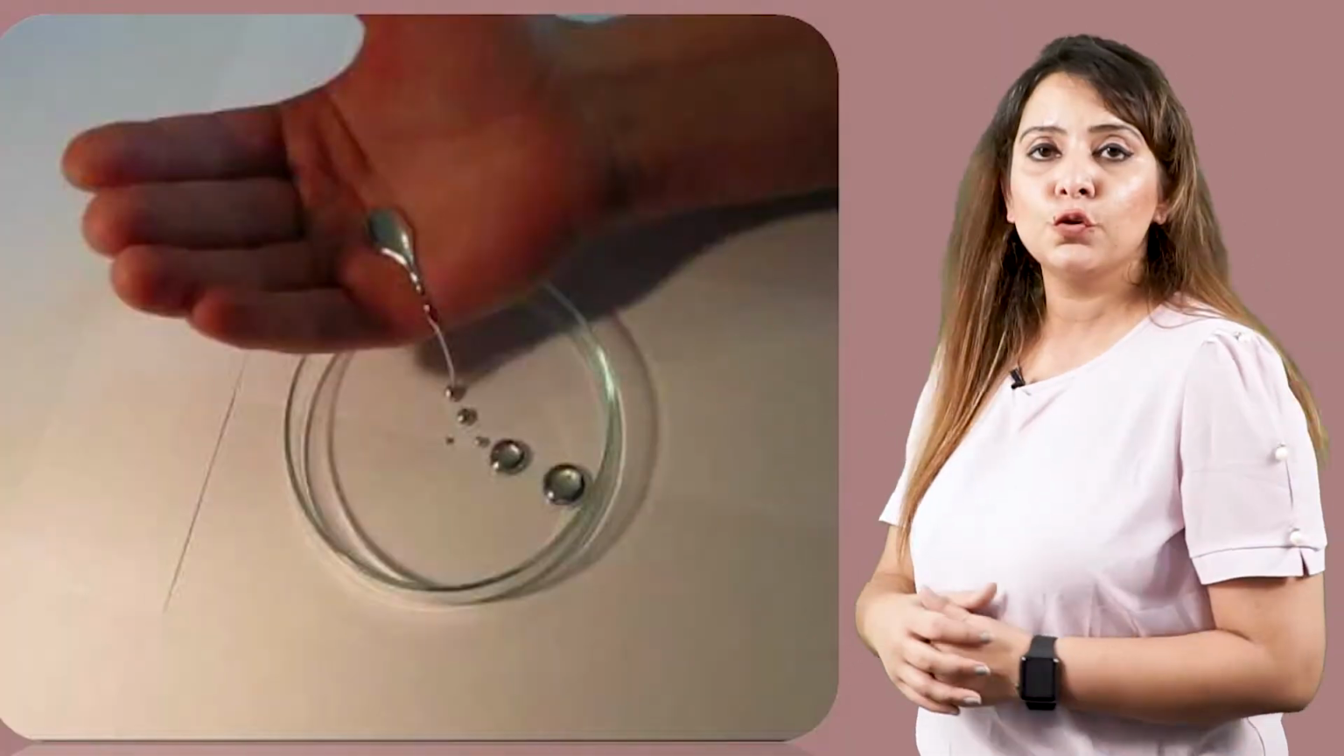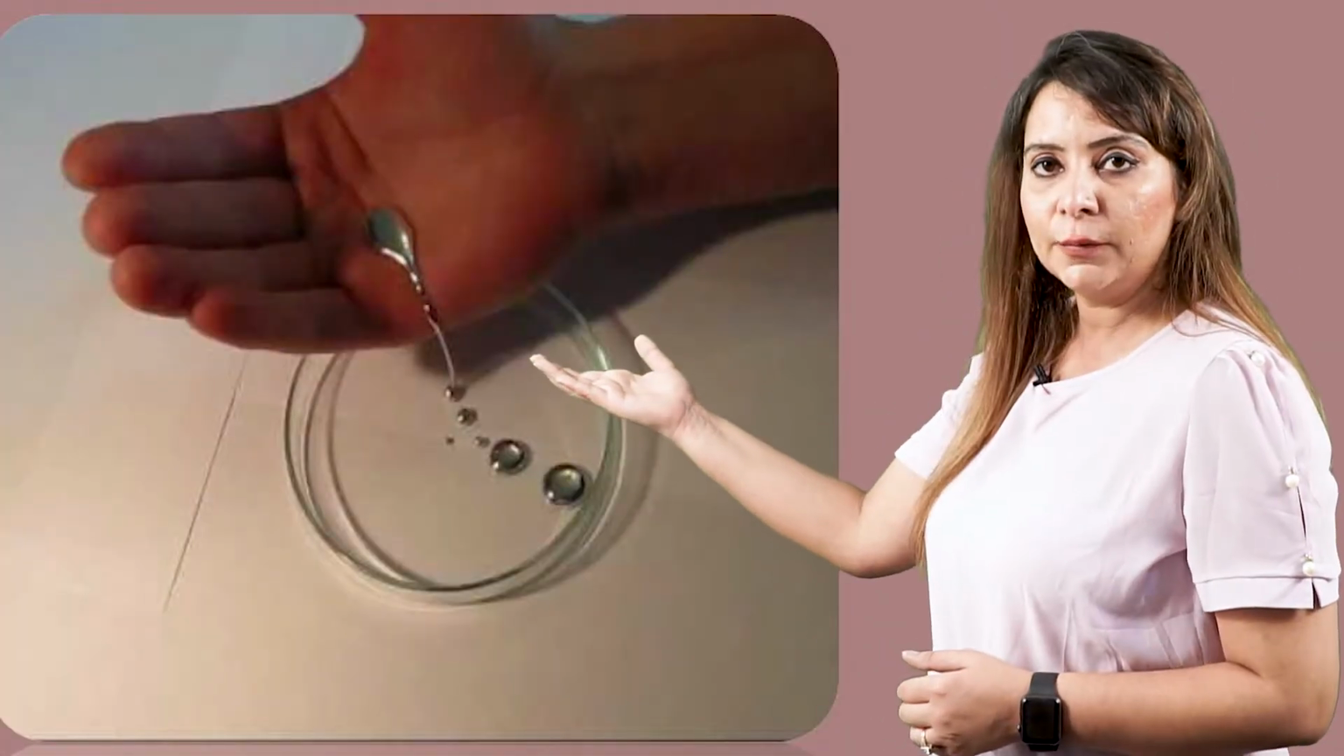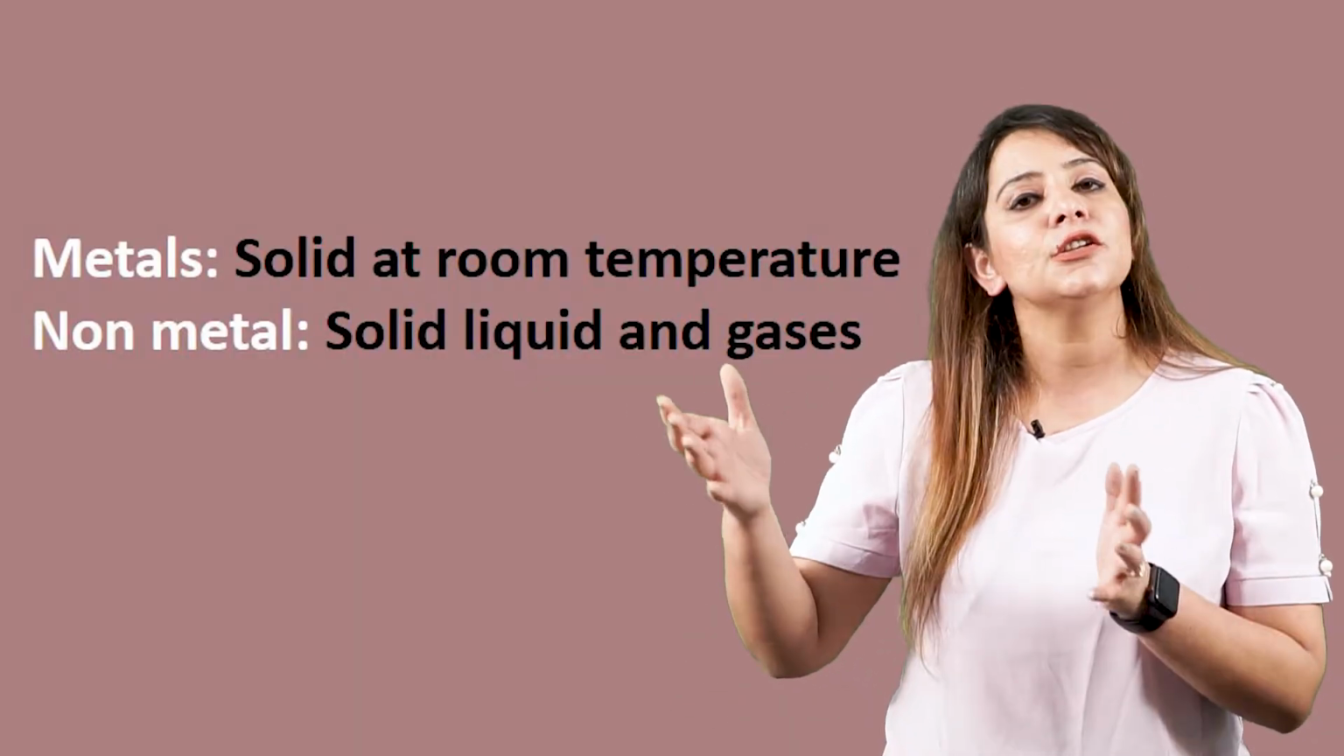Now here I have two metals, just have a look at the board. These metals exist as liquids at room temperature, and they are mercury and gallium. So you have to remember this, that mercury and gallium are such metals which exist as liquid at room temperature. But in general, metals exist in a solid state.